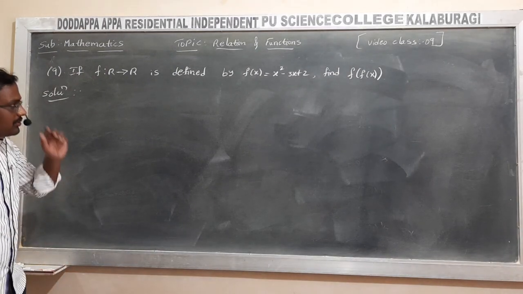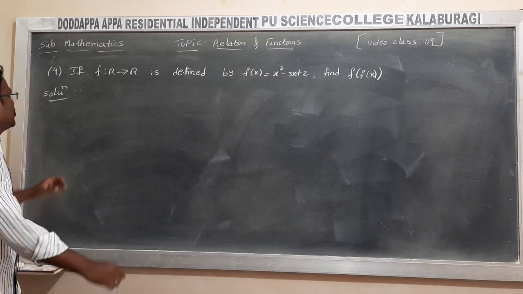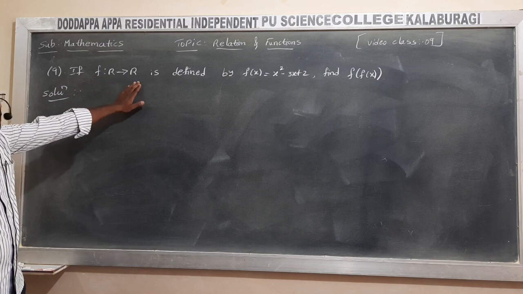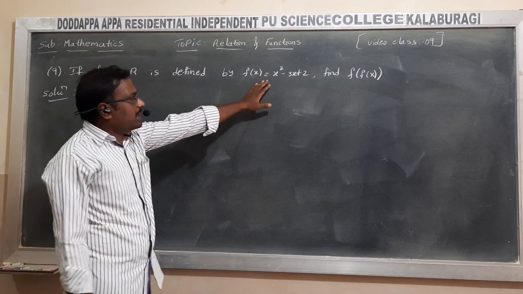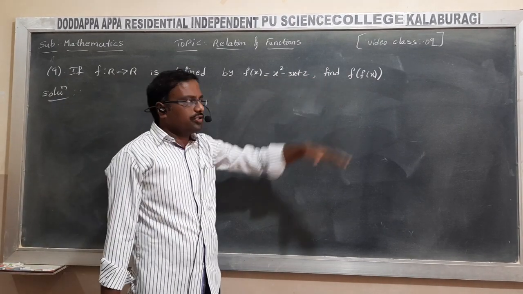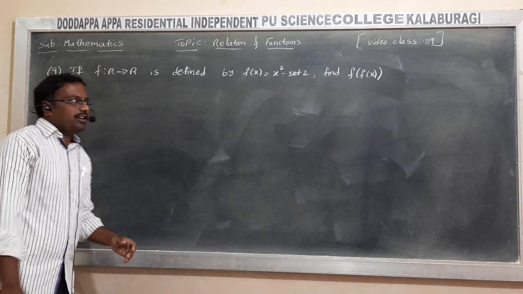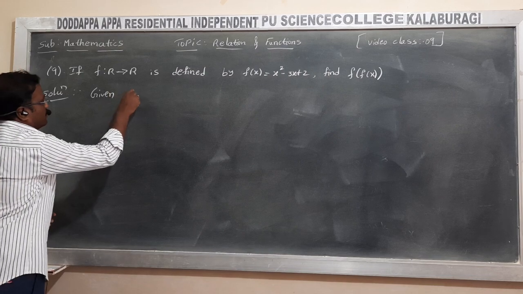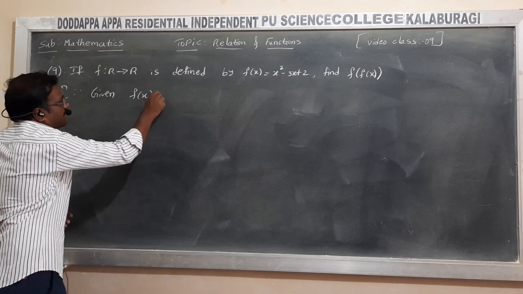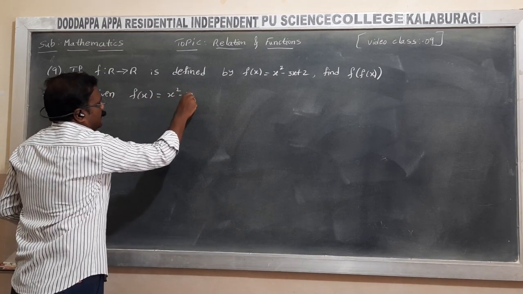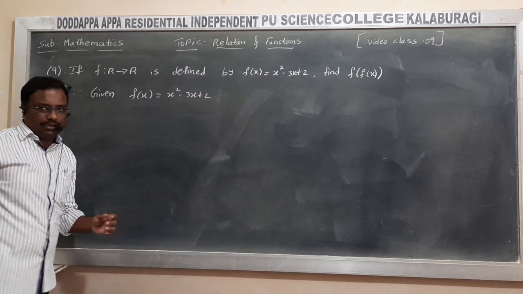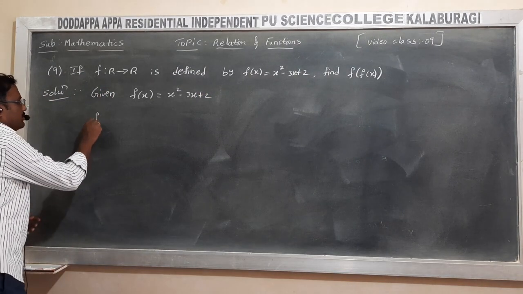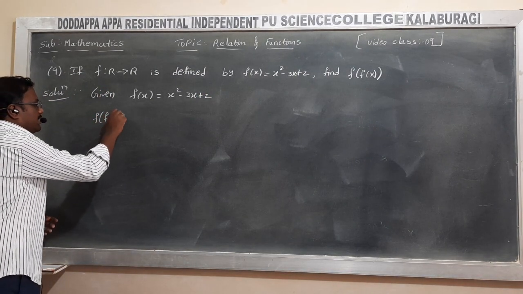Okay, so now we go for another problem. If f from R to R is defined by f of x is equal to x square minus 3x plus 2, then find f of f of x. So first you have to write the given value. What is the given? f of x is equal to x square minus 3x plus 2 is given. Now you can find out f of f of x.